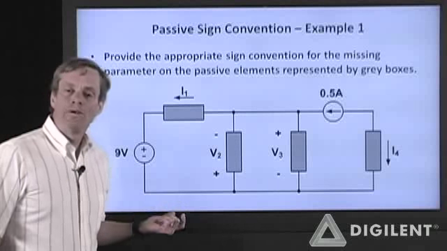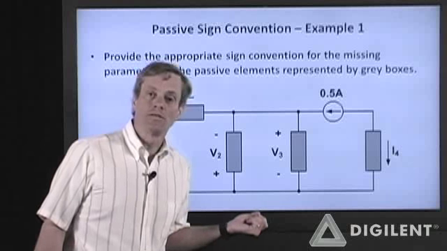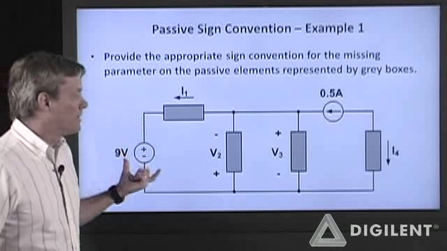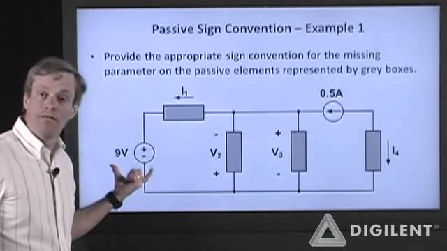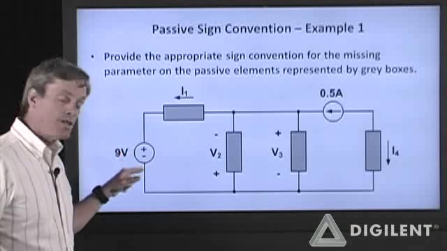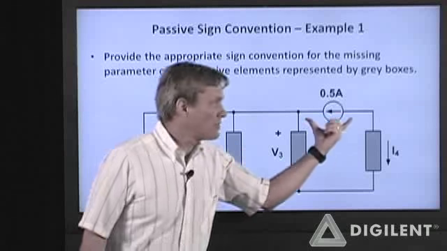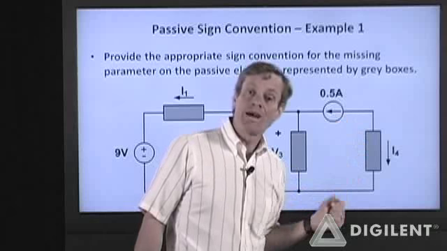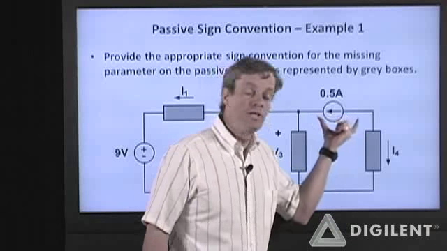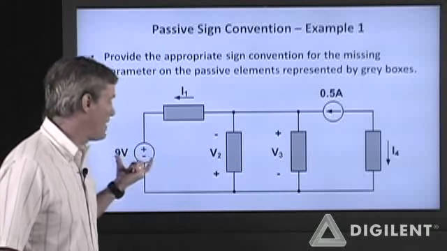Now I want to do a few examples of assigning the passive sign conventions. The first example, I have a circuit which has a 9-volt source. Notice that the voltage polarity is given on this active circuit element. It also has a current source, which is 0.5 amps. The current direction is given to us there. We don't need to make any sign assumptions on these active elements.